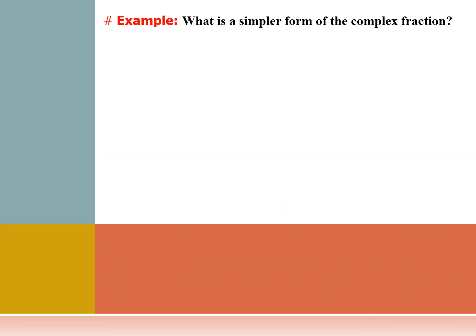Now we have another example. What is a similar form of the complex fraction? Here we have fractions in both the numerator and denominator, so we call it a complex fraction: 1 over x plus x over y, divided by 1 over y plus 1. So we have to find the addition operation between the expressions here.